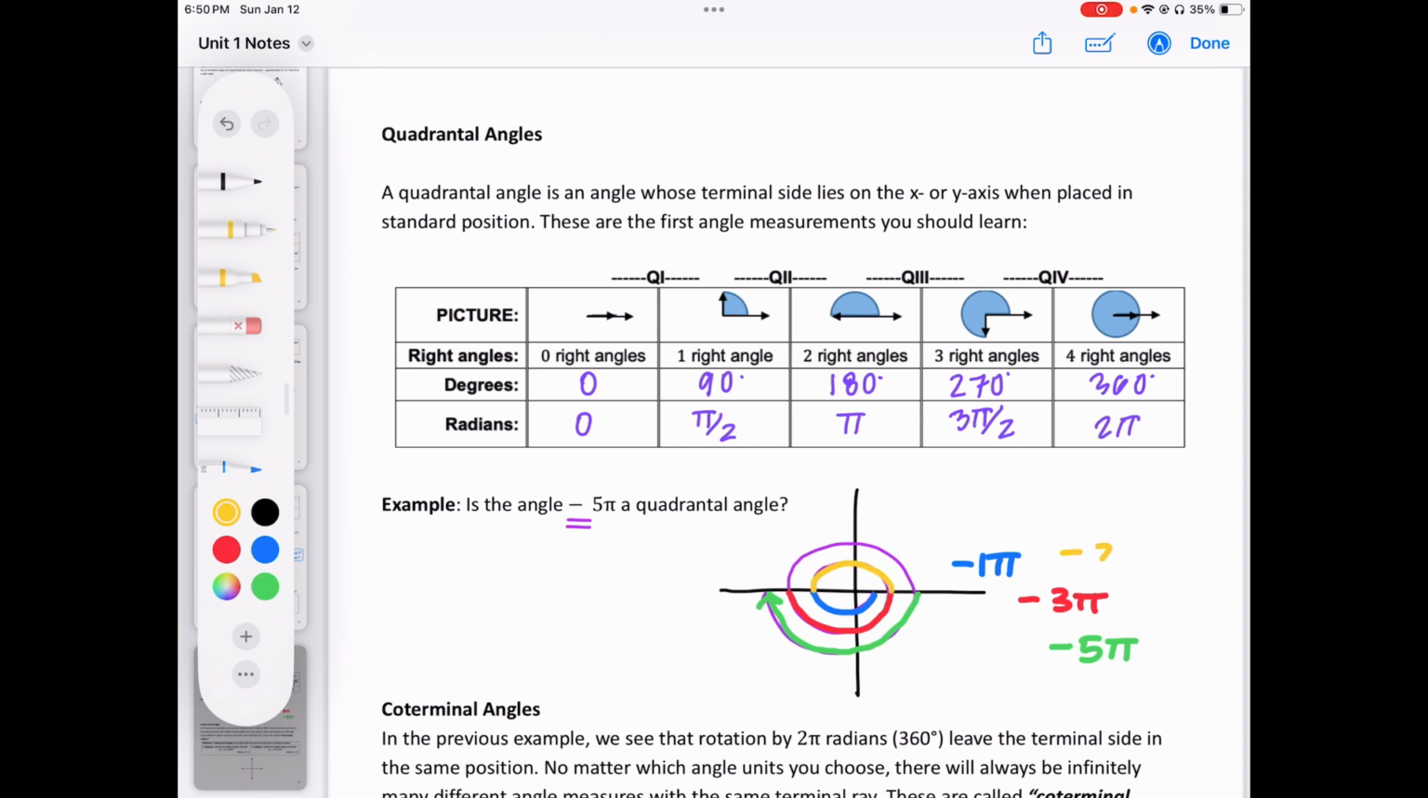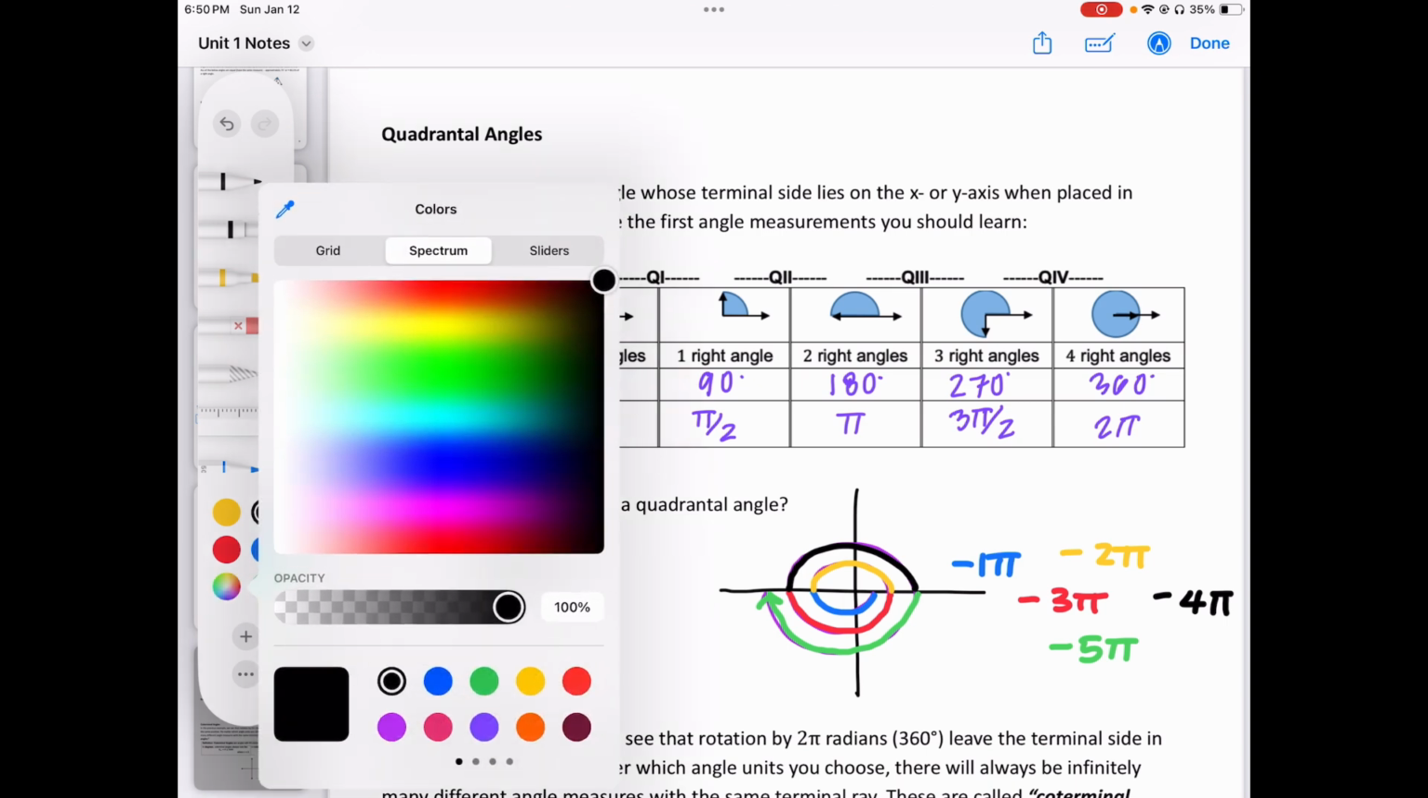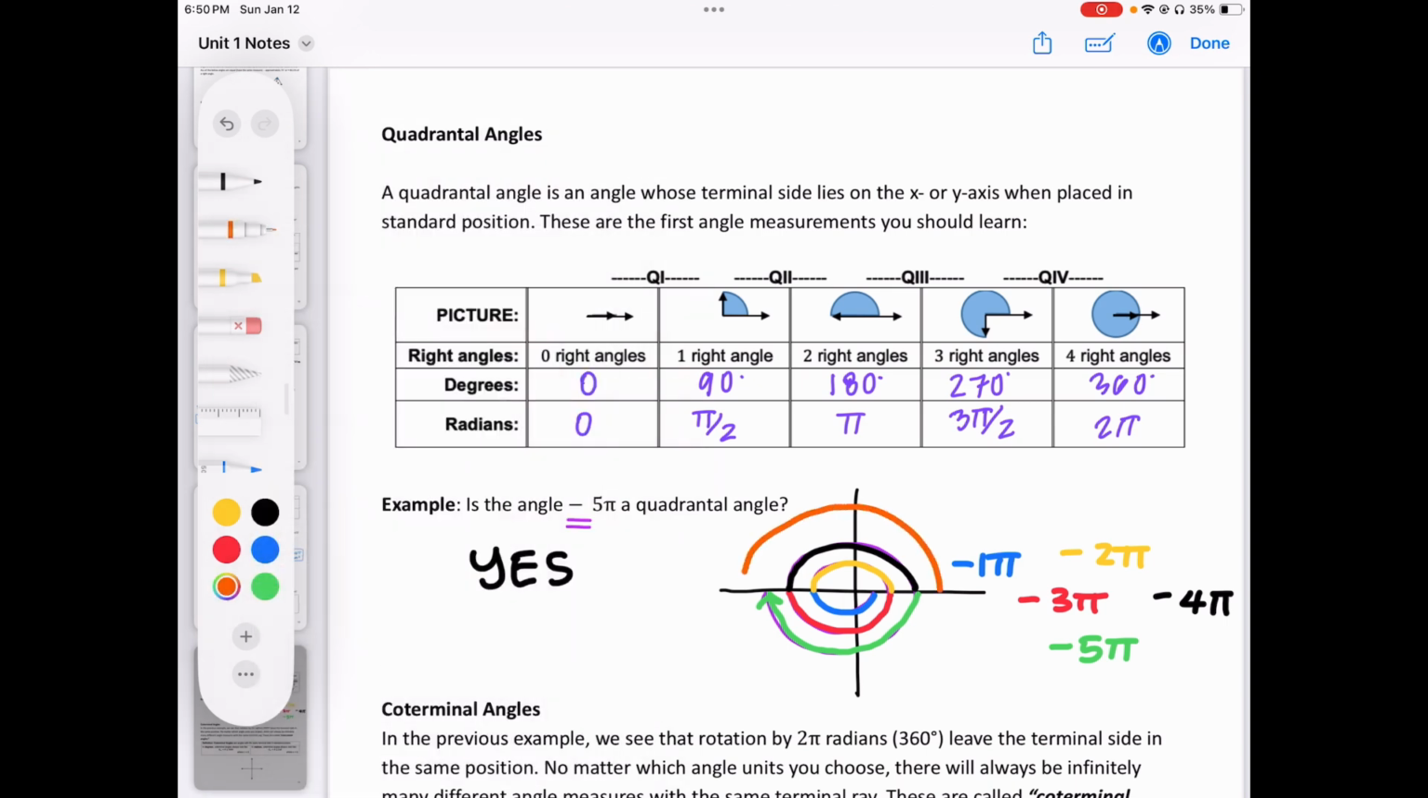Here is -2 pi. And here is -4 pi. Okay. So yes, -5 pi is a quadrantal angle. It is in the same position as -1 pi, -3 pi, and if we were to go in the positive direction, it would be the same position as +1 pi. Okay. All right.